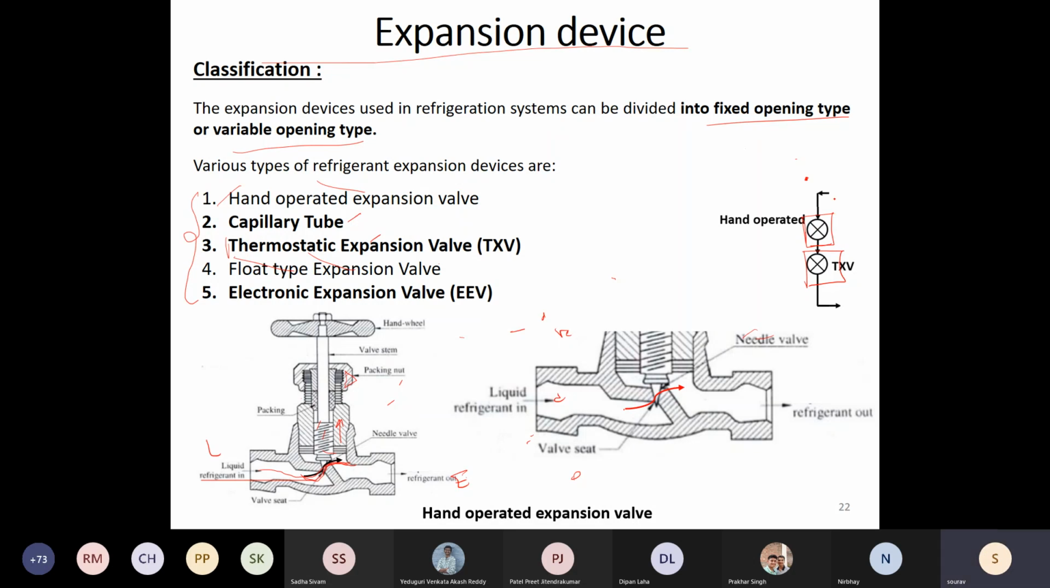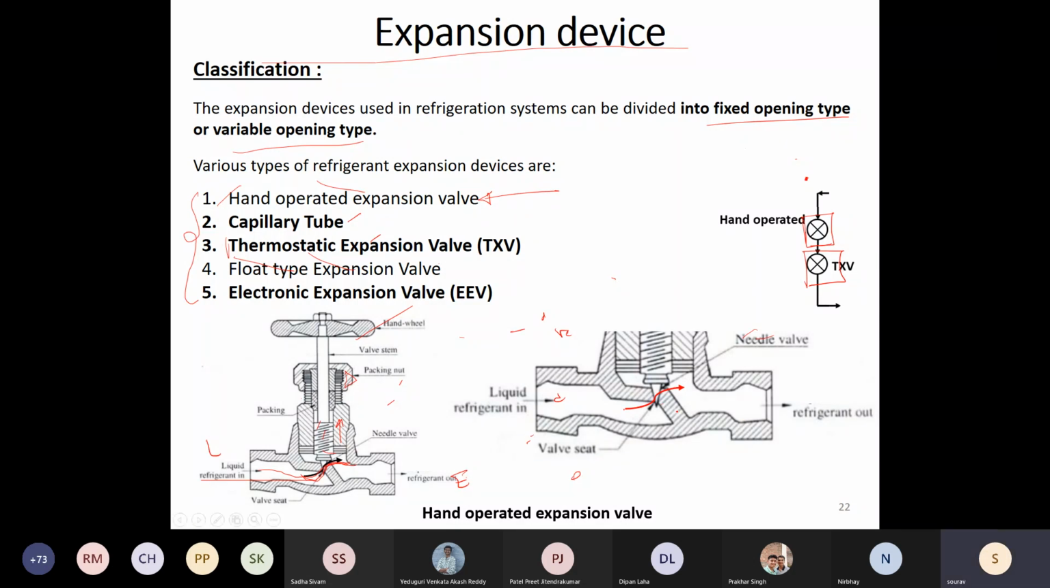And then once it is set there, either you remove this handle so that no one can come and again rotate the knob, or you buy some mechanism to lock it. So this is the only application of the hand operated valve. You can use it just to fine tune your mass flow rate and the pressure drops based on the operating condition. But you will not see a hand operated expansion valve used in isolation.